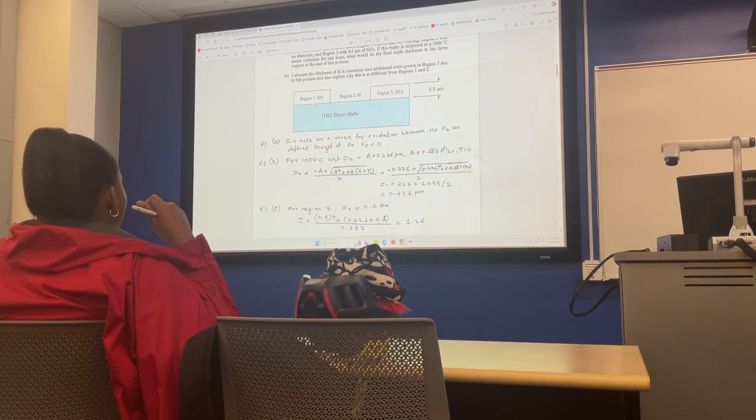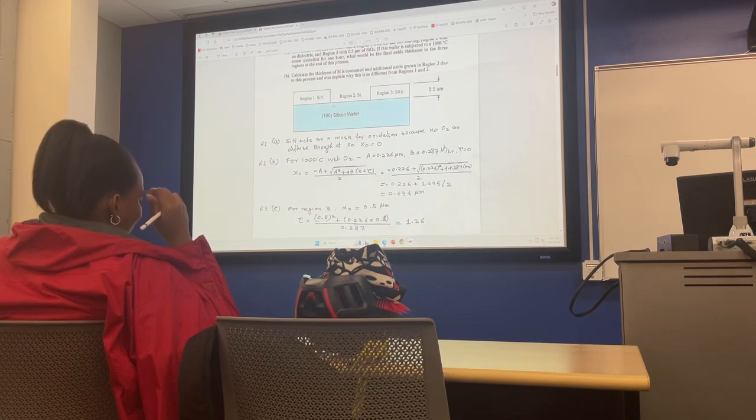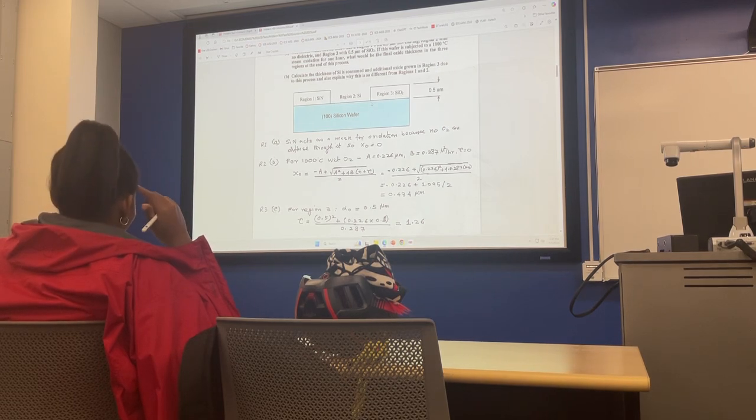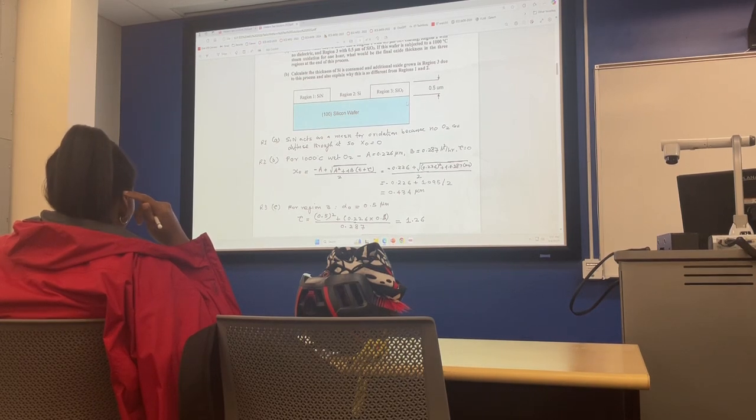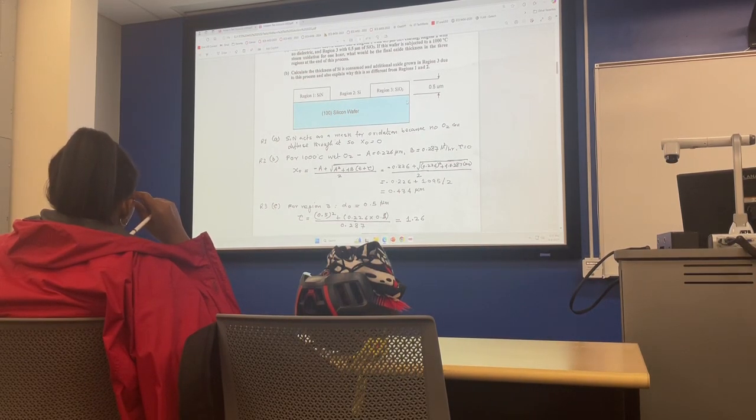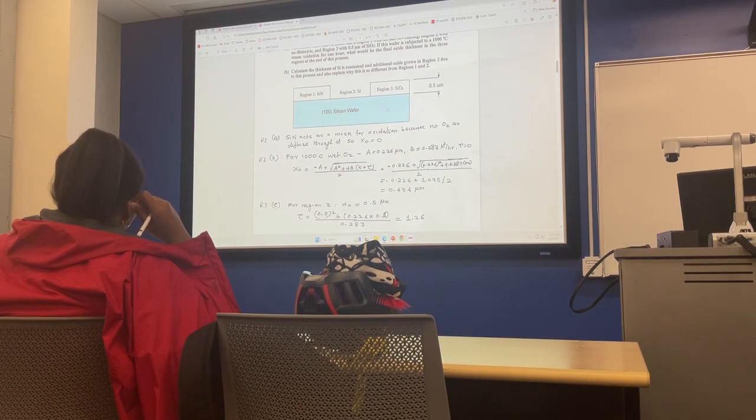So there is 0 oxide grown here. Here there is 0.434 micron oxide grown. And in this region, the final thickness, this is not the oxide grown. The total thickness at the end, 0.5 will become 0.7.